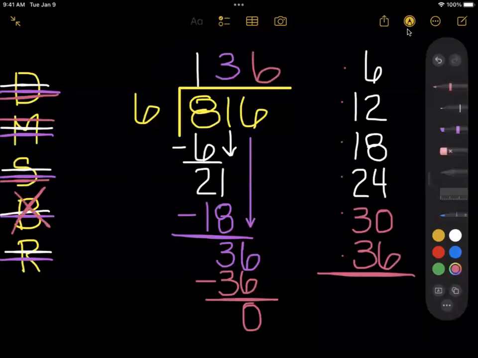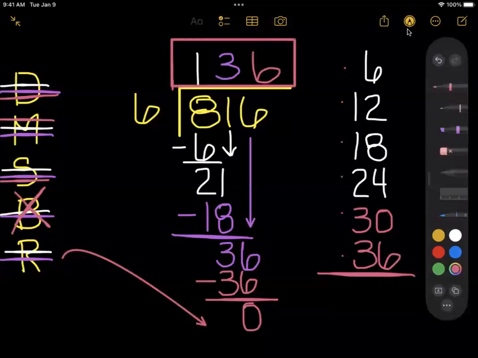And now the R reminds us to check for a remainder. In this case, there are no remainders. We have a remainder of 0. So that means our final answer on this would be 136.